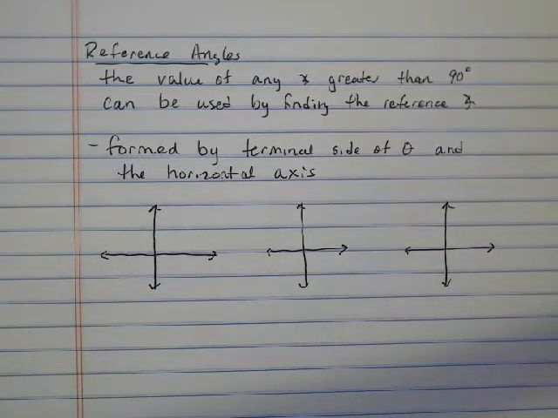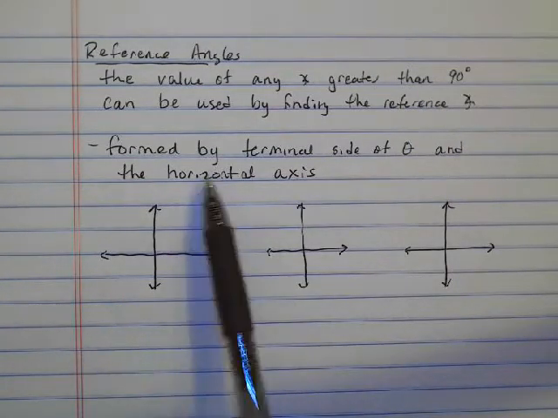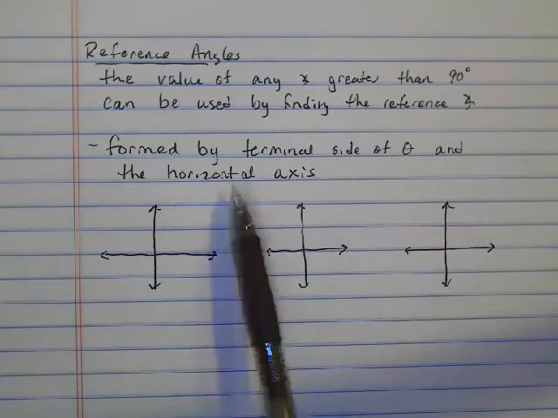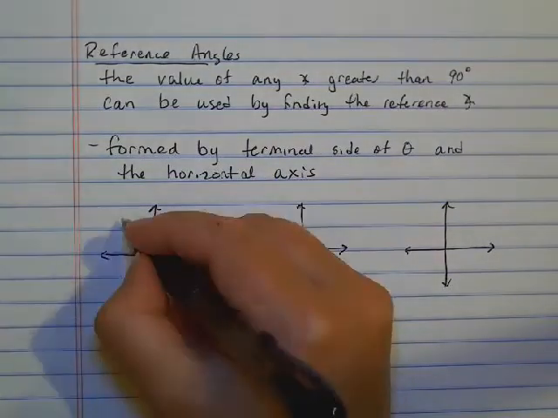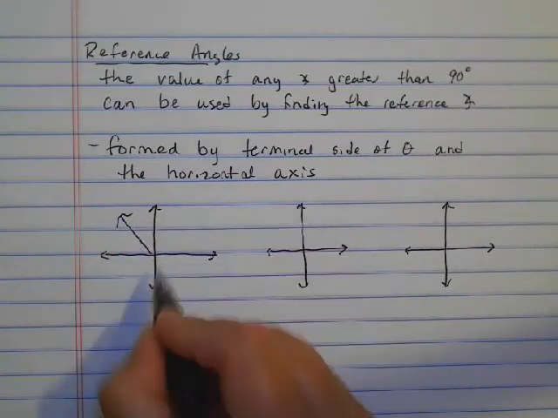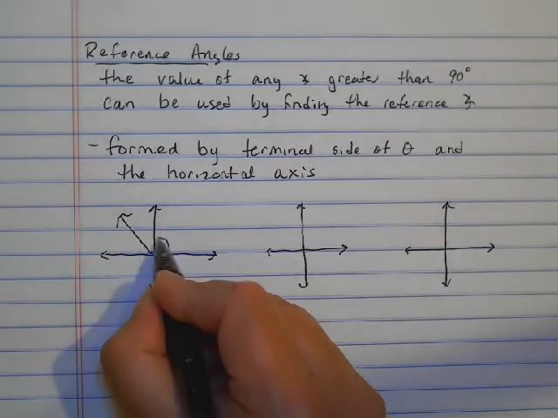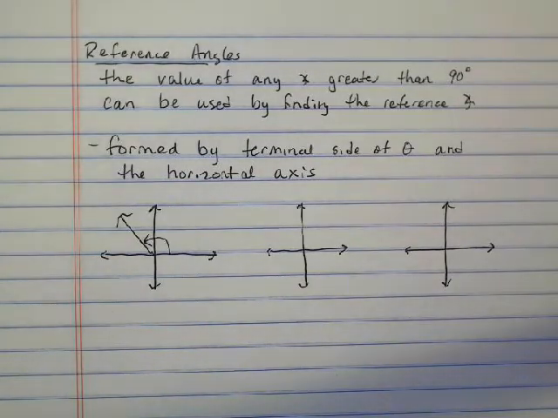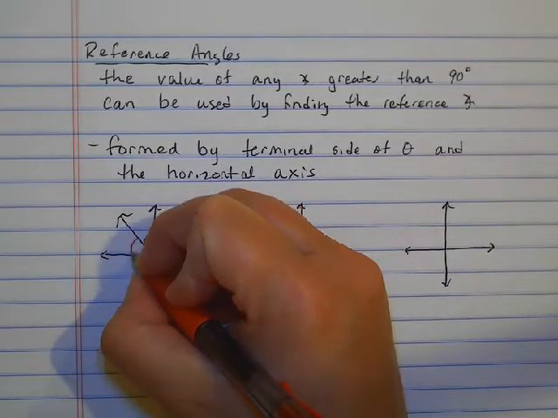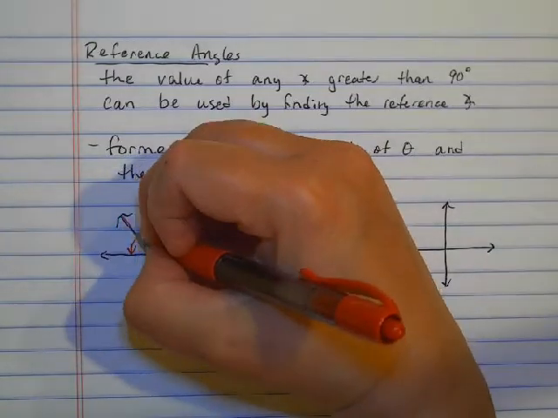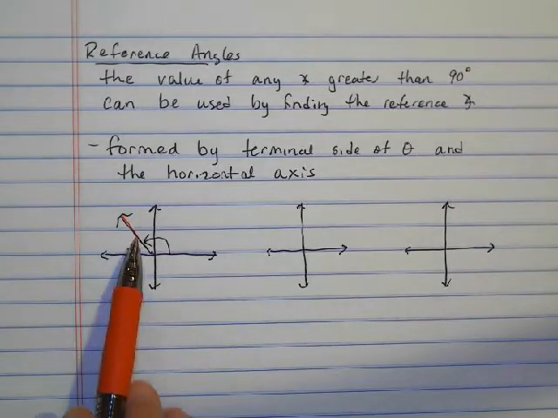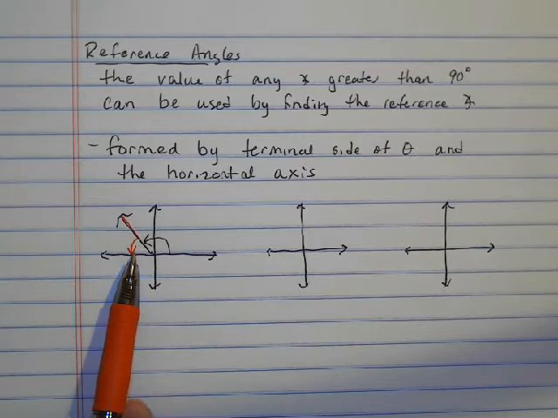I touched briefly on reference angles in the previous video, but reference angles are good to use when you're finding the value of any angle that's greater than 90. A reference angle can be formed by using the terminal side of theta and the horizontal axis. We did one in the last video where the angle was this angle, and in that particular case, the reference angle was this angle right here, because notice the terminal side connecting down to the x-axis would be the reference angle.